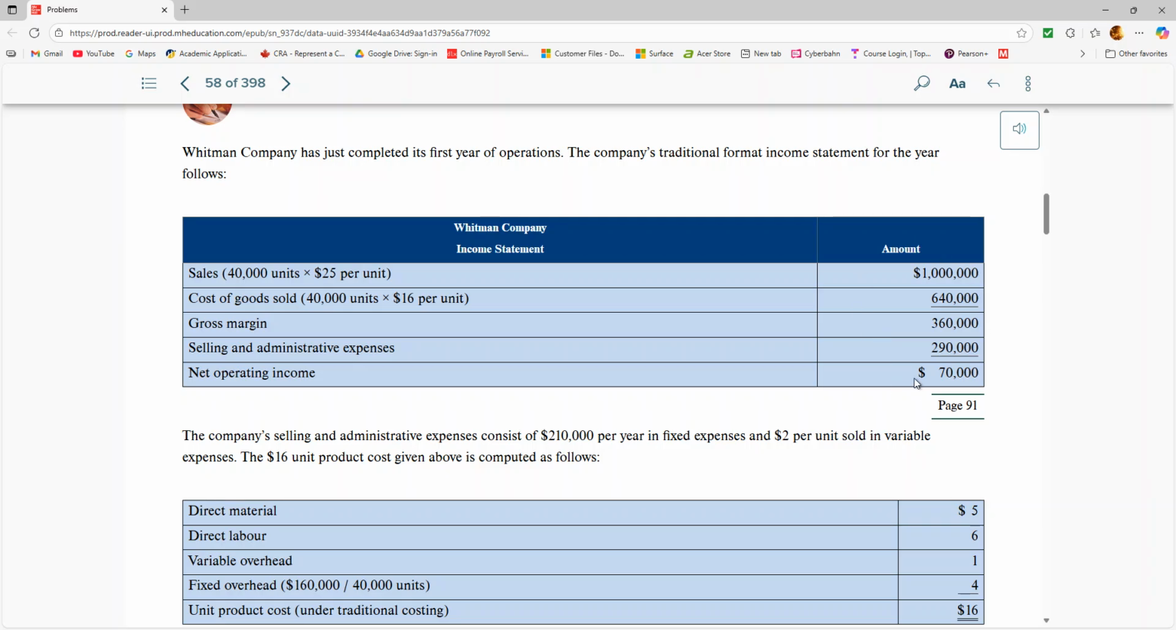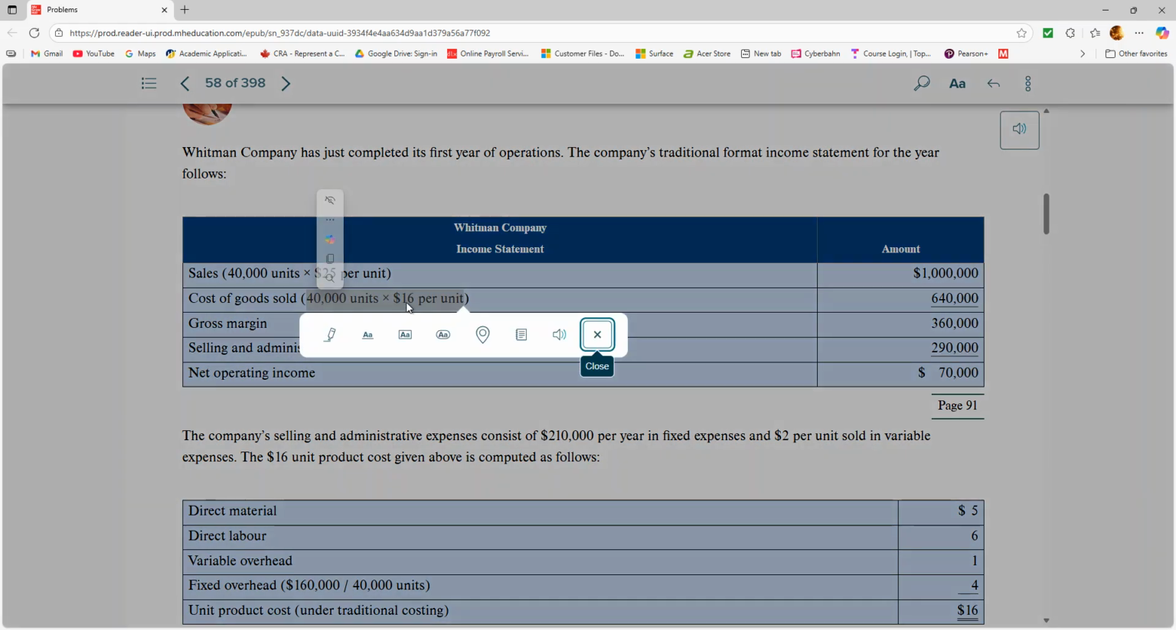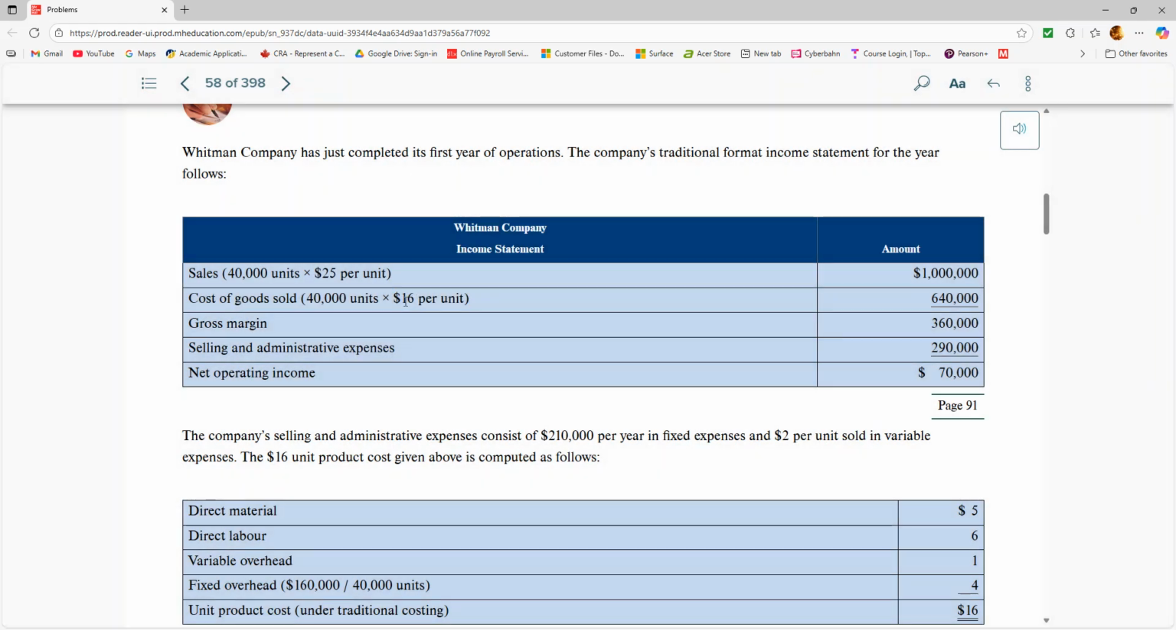But to do my income statement from a contribution margin, I need to dig in and identify. They're saying here the cost of goods sold is 40,000 units, $16 per unit. But my question is, is this all variable, or all fixed, or a mix of variable and fixed? I don't know anything as of yet, but I'm able to find that when I read the rest of the information. And the same thing I'm going to ask is that this selling and admin, 290, is it all fixed, all variable, or a mix of variable and fixed costs?